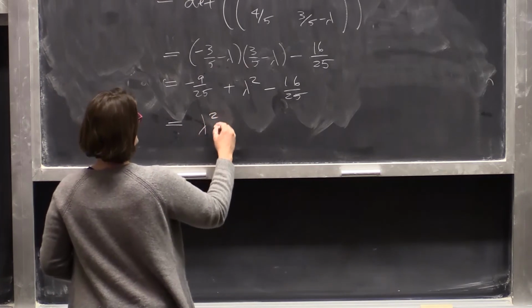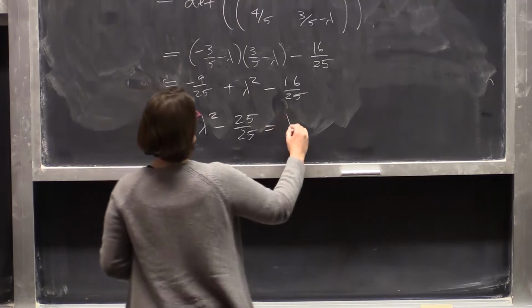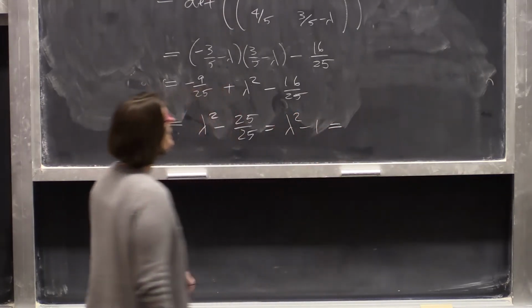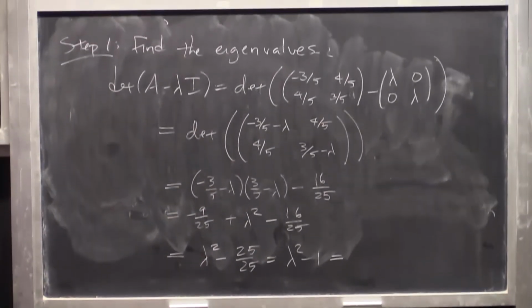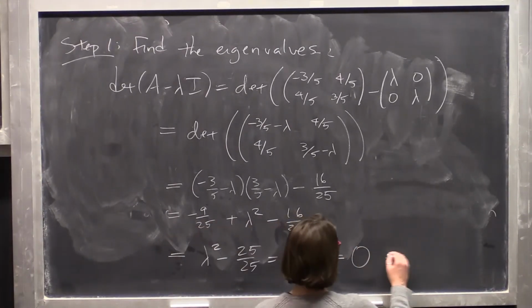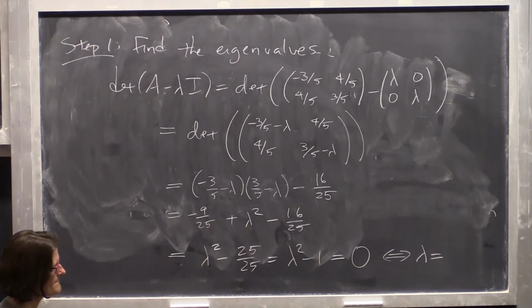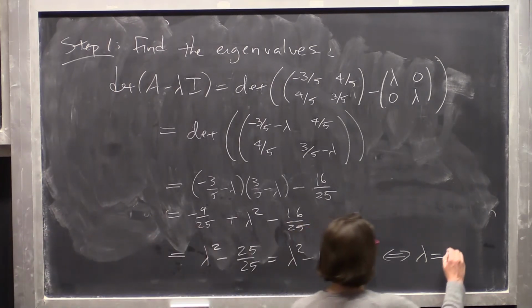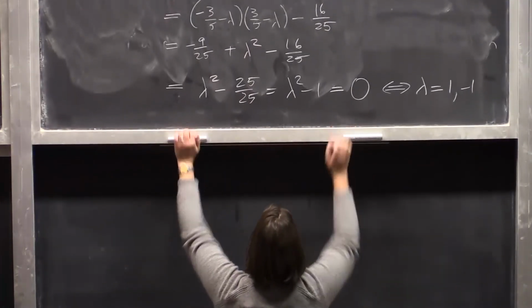That is lambda squared minus 25/25, lambda squared minus 1. Now all of this is just computing a determinant. I want this determinant to equal what? 0. So this equals 0 if and only if lambda is equal to 1 or minus 1. All right, so we have finished step 1. We have found the eigenvalues.